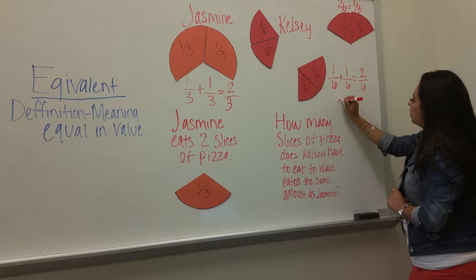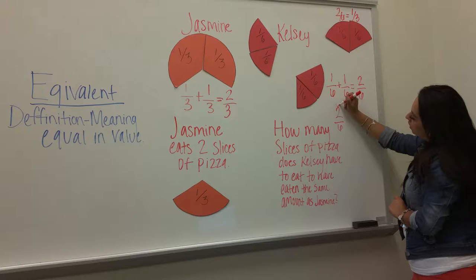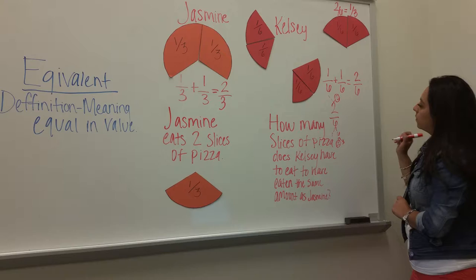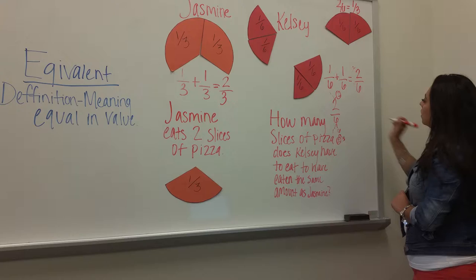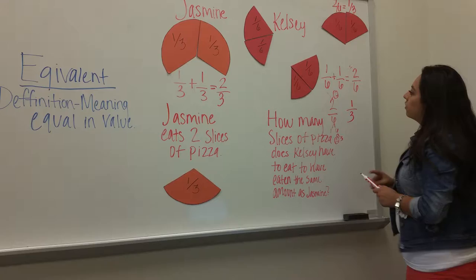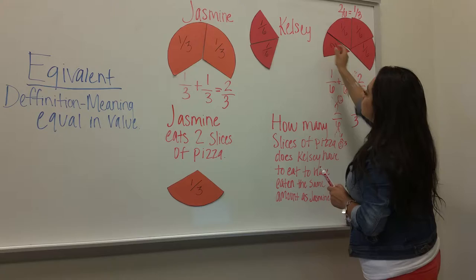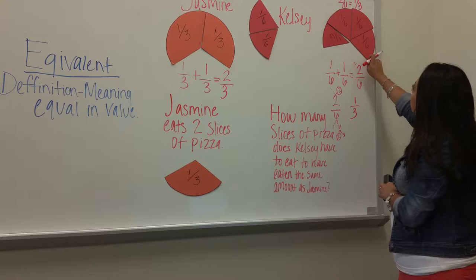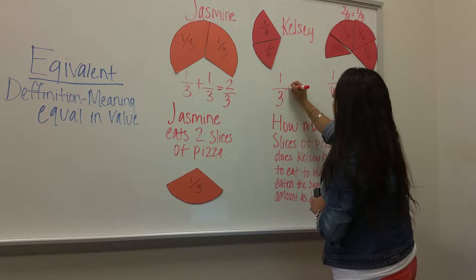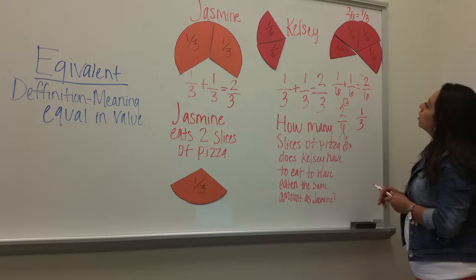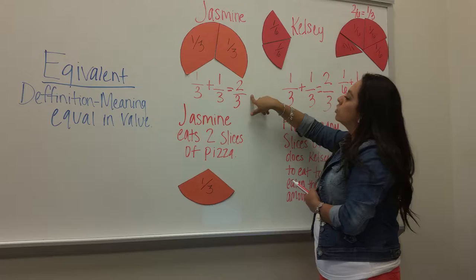So again, you get 2/6, and to simplify it, we do the LCF again, which would be 1 and 2, and for 6, you break down the 6, you get 2, 3, and the LCF will be 2. So that means you divide the numerator and denominator by 2, and you get 1/3. So in order to have the same amount as Jasmine, Kelsey has to eat 4 slices of pizza. And so once you get the 2 fractions of 1/3 plus 1/3, since you're able to add across since you have the same denominator, you get 2/3. So Kelsey has to eat 4 slices of pizza to have eaten 2/3, the same amount as Jasmine.